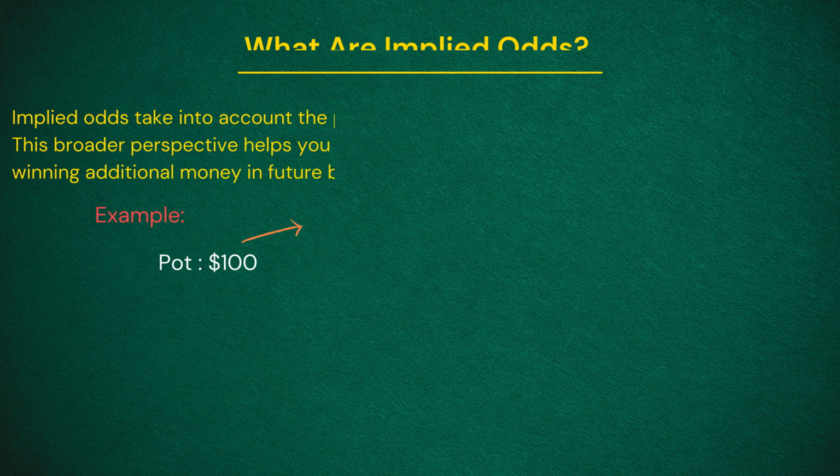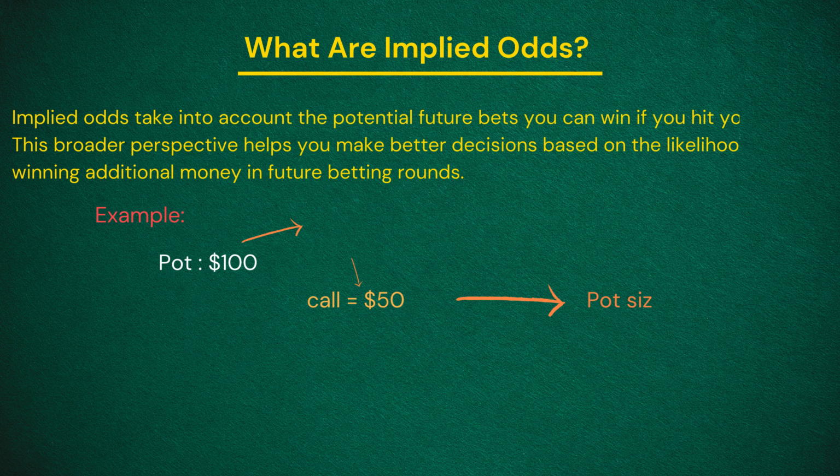What are implied odds? Implied odds take into account the potential future bets you can win if you hit your draw. This broader perspective helps you make better decisions based on the likelihood of winning additional money in future betting rounds. Example: using the same scenario where the pot is $100 and your opponent bets $50, you believe that if you hit your draw, you can win an additional $100 from your opponent in future bets.